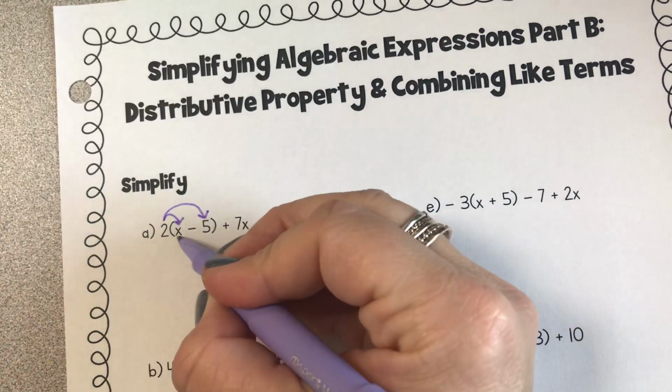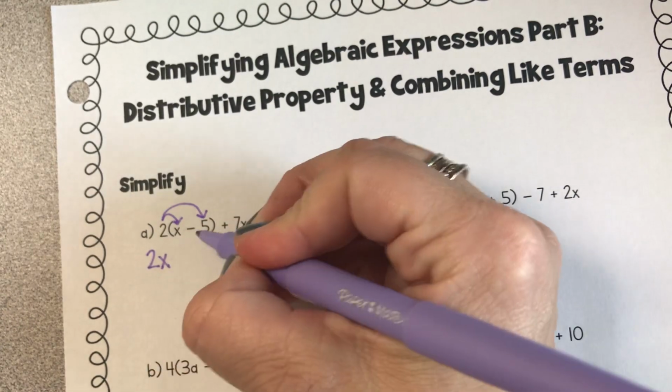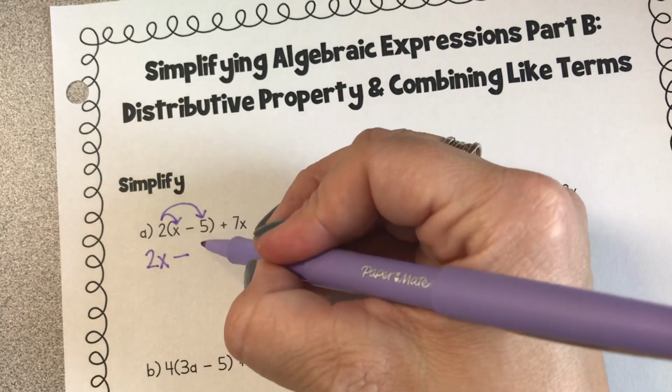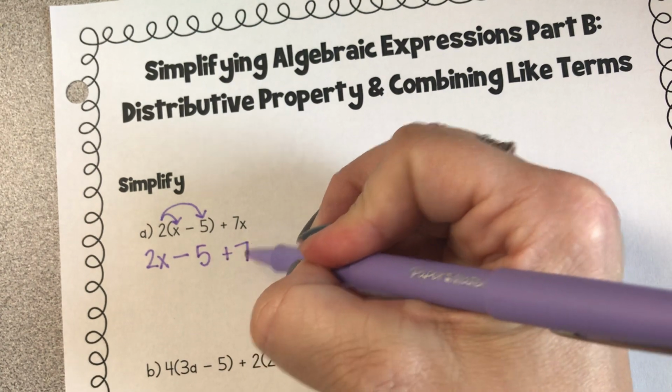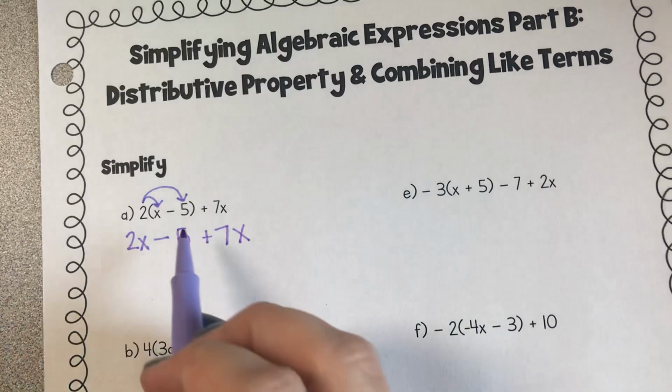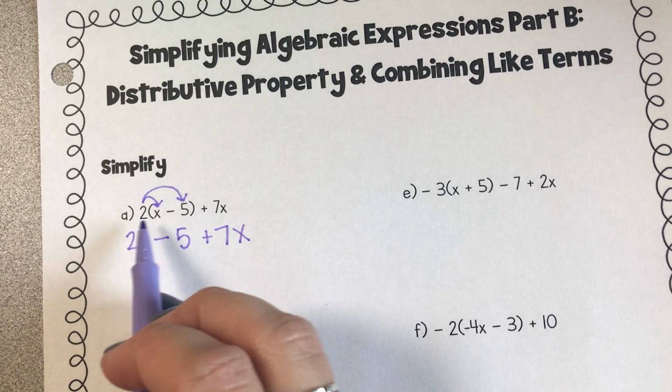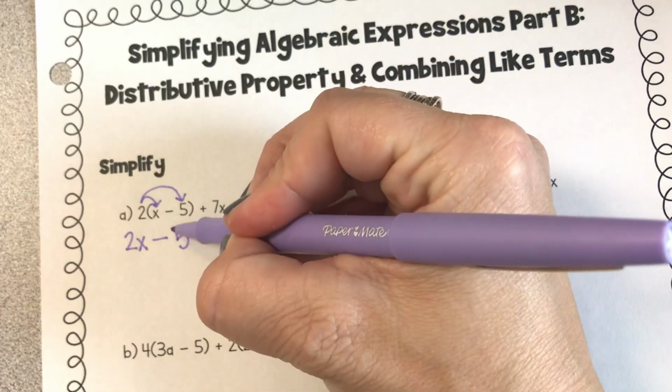So I can do 2 times x is 2x, bring down my minus sign, 2 times 5 is 10, plus 7x. So I have 2 of these parentheses, 2 x's and 2 times 5 is 10.